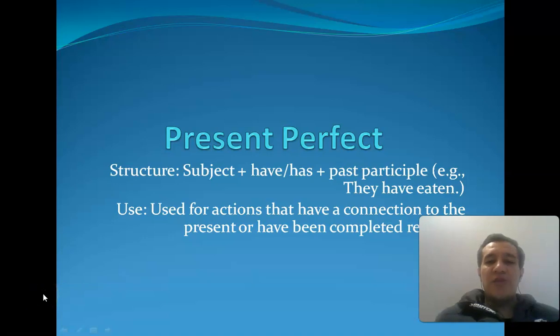Hello everybody. Today I am gonna be talking about three important tenses. Number one, the present perfect. Number two, future will continuous. And we're gonna finish with the past perfect.